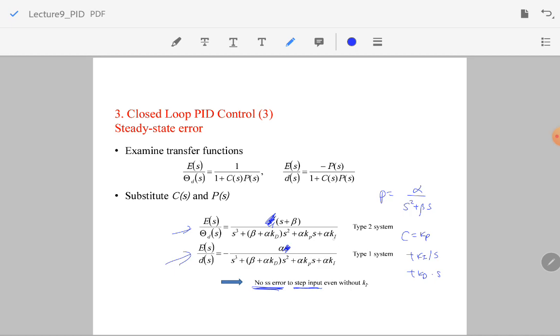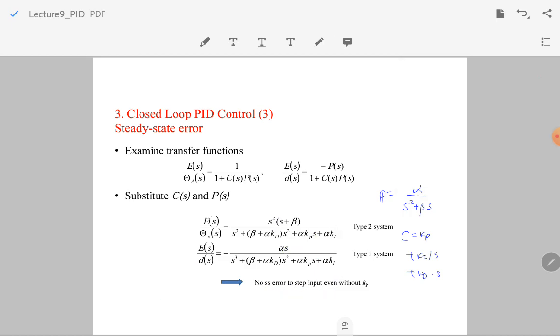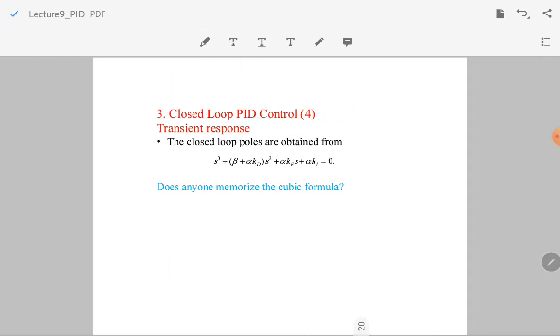So what if the Ki becomes 0? What if this term disappears? What if, instead of using PID control, we use PD control, and then we reduce what? You reduce the type number, right? This will become type 1 because the s and s will cancel. This will become type 0. Even in that case, we should be able to handle the step input. We might have some steady state error, but we should be able to handle it.